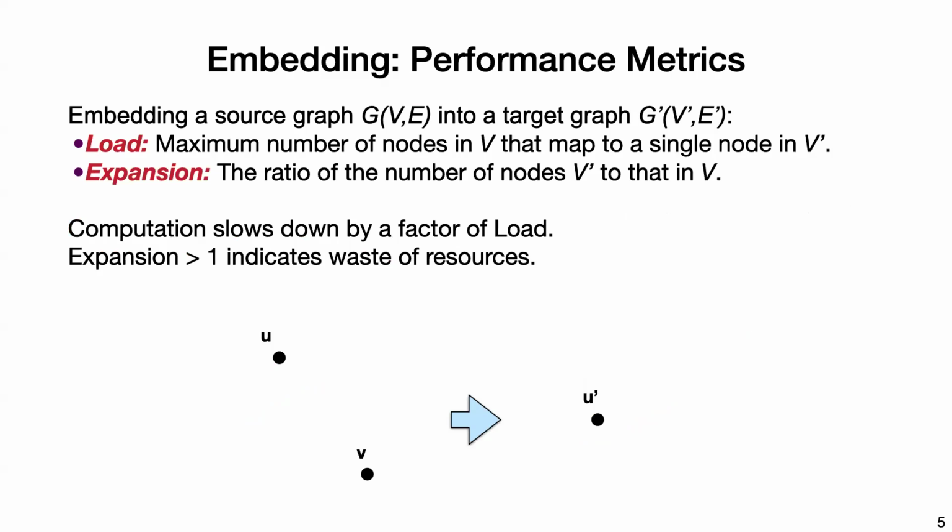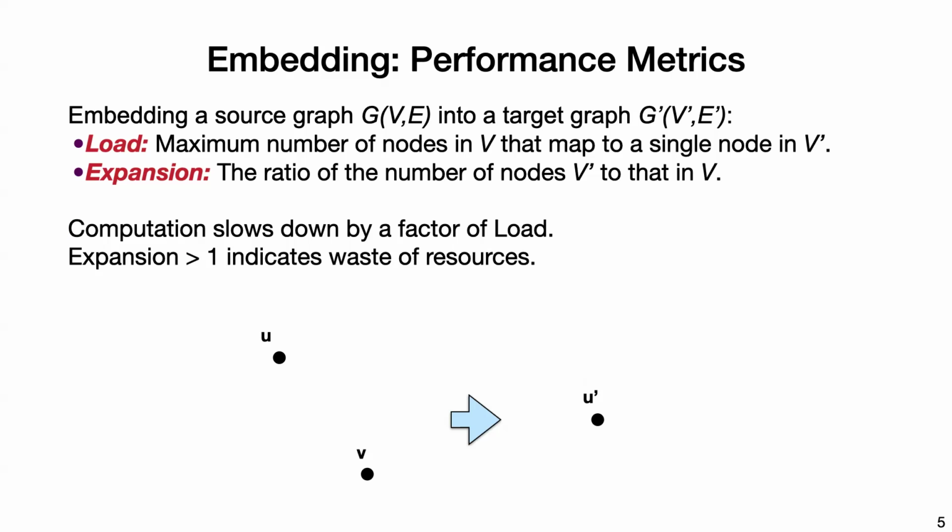So here, for example, you can map two nodes U and V to a single node U prime. And then U prime would run all the things that U and V were responsible for. However, if U and V are trying to do things in the same round, then it would be serialized in U prime, so the performance would go down. So here the load would be 2, because two nodes are mapping to one node. And computation was slowed down by a factor of load, because now U prime has to do everything that U and V were doing.